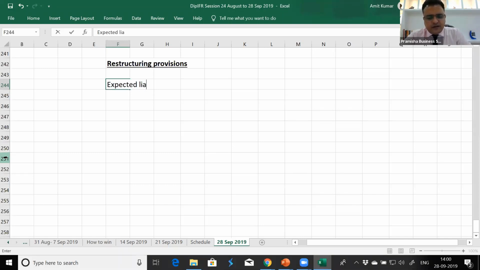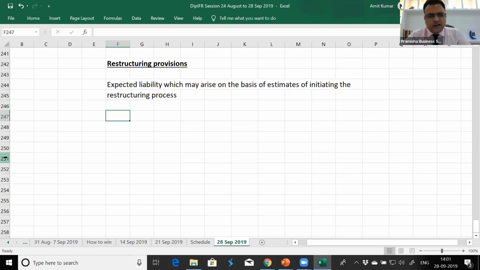so whatever is the expected liability which may arise on the basis of estimates of initiating the restructuring process, they're required to create a provision for restructuring as well, on the basis of when they are required to pay. If they're going to pay after 2 years, 3 years, they need to discount it to present value. If they have to pay something immediately within 1 year, they have to record it at the amount they are liable to pay.